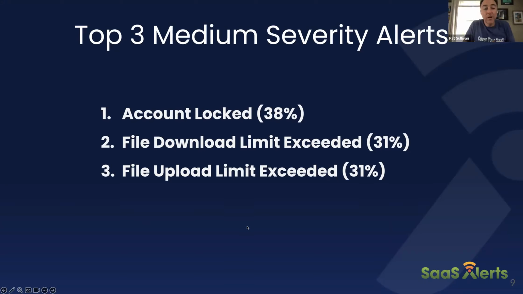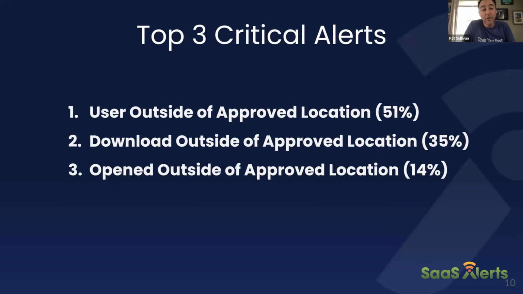And last one here, we're going to show you the top 3 critical alerts that we're seeing in the system. The top 3 criticals, the number 1, and I would argue this is the scariest, most critical alert of all alerts: user outside an approved location. That simply means someone has logged in outside of the parameters that you have set up or that you have said are allowed to log in from.